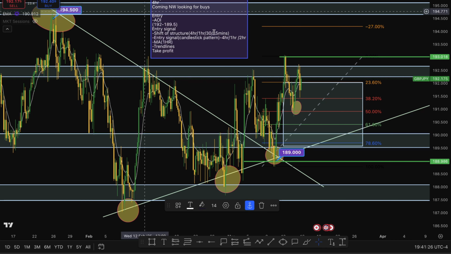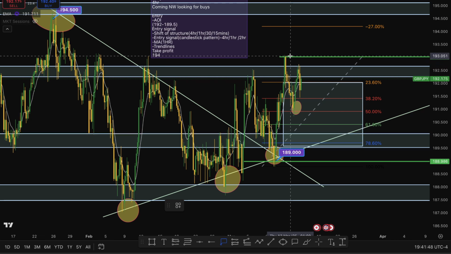Now, what's my take profit area? My take profit area is going to be the negative 27%. And the reason I'm choosing that, you could give or take 10. So I'm going to say at 194. Now, I know this is 194.5. And usually you take your buys into the highest area. My first TP is actually going to be the highest area, which is the previous high just around 193.